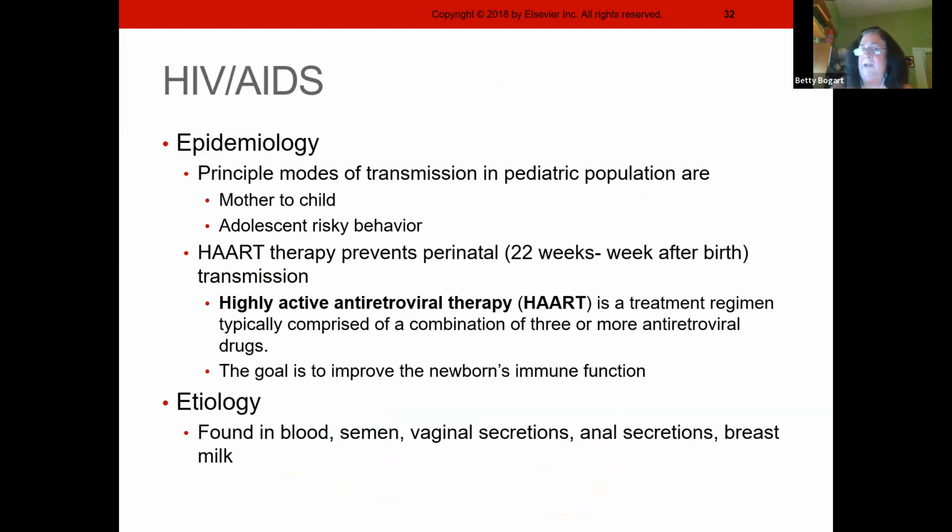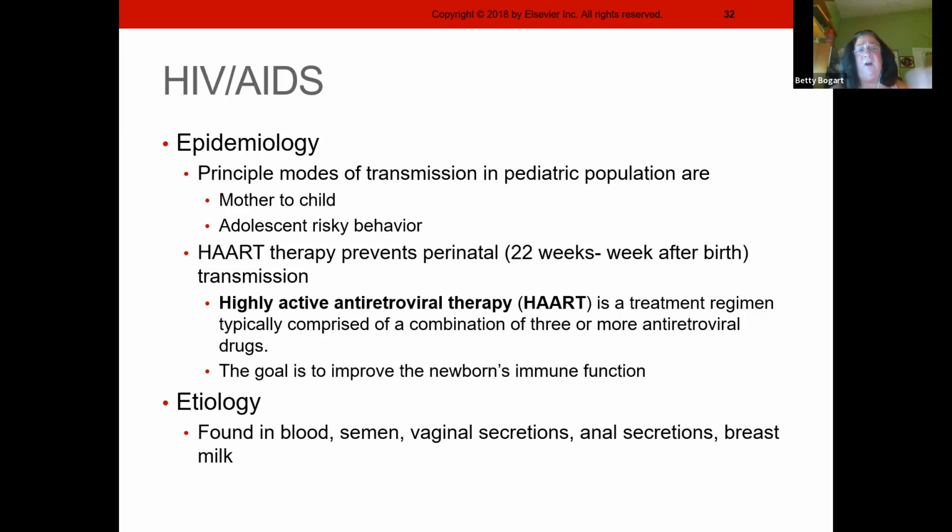All right, immune, HIV, AIDS. Well, HIV, AIDS is something where we see many newborns born to mothers who are HIV or AIDS positive. And we know that the mother can give the child this infection. Now, HIV AIDS came out in the 80s. So there's been a lot of research done on this already.